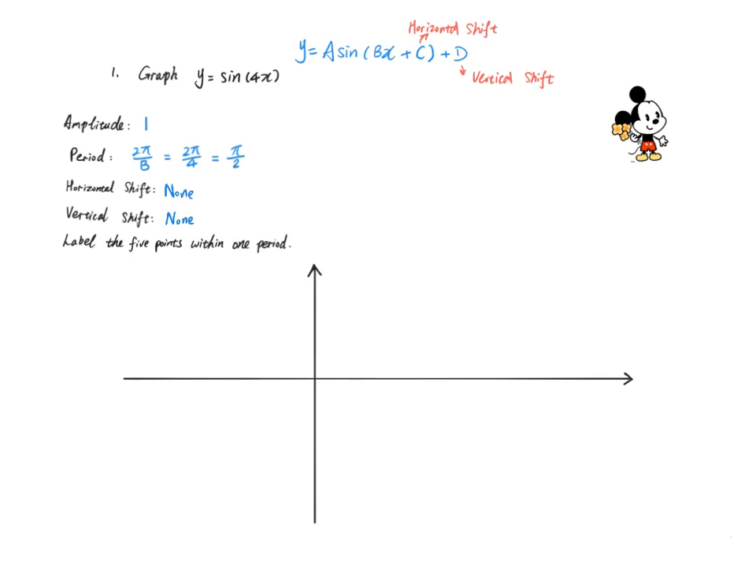For the summative, it will be the same type of question. It will ask you to graph, answer amplitude, period, horizontal shift, vertical shift, and label the 5 points within one period. So we're going to practice here.